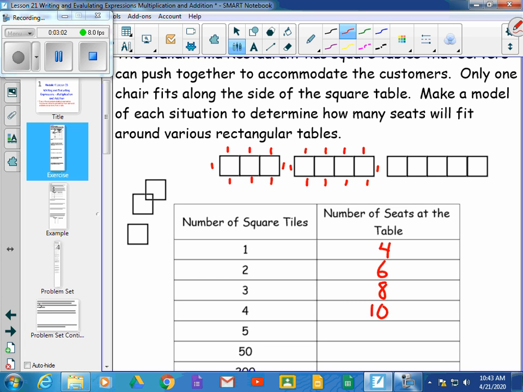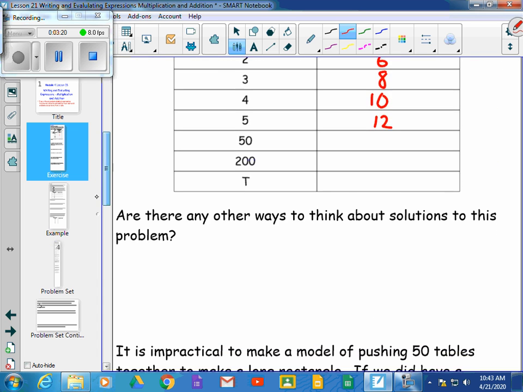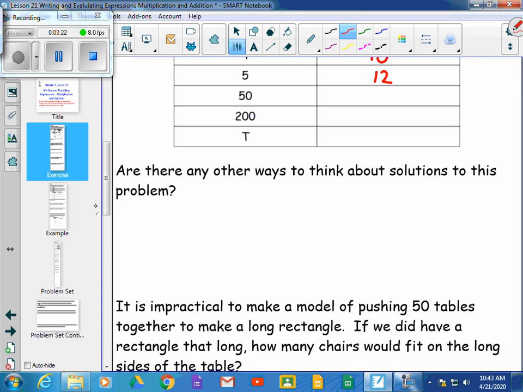And then if we have 5 tables pushed together, we can have 1 person on each side of the table, and then 1 person at the end. Tells us we're going to have 12 people sitting at that table. Now, before we fill in the rest of the table, we've got some questions to think about here. First of all, it says, are there any other ways to think about solutions to this problem?